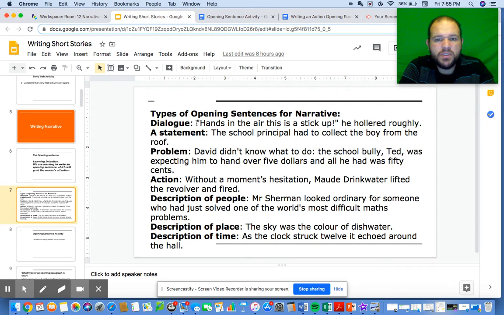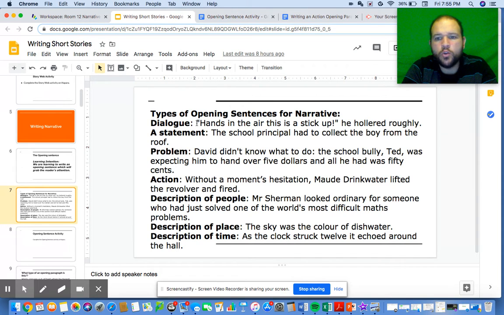Problem, a good way of getting started. David didn't know what to do. The school bully, Ted, was expecting him to hand over $5 and all he had was 50 cents. Action. Without a moment's hesitation, Maud Drinkwater lifted the revolver and fired. So the action is that she's lifting the revolver and firing. It's very dramatic.